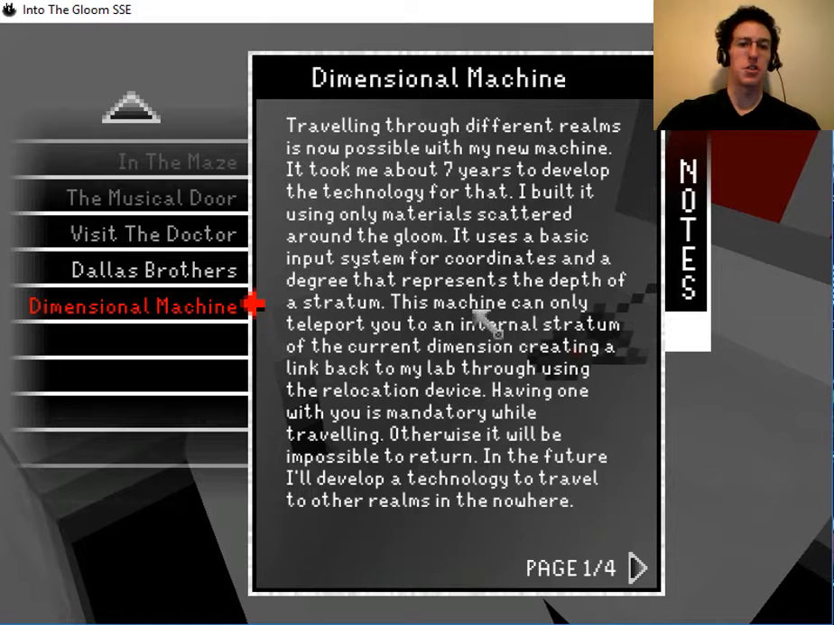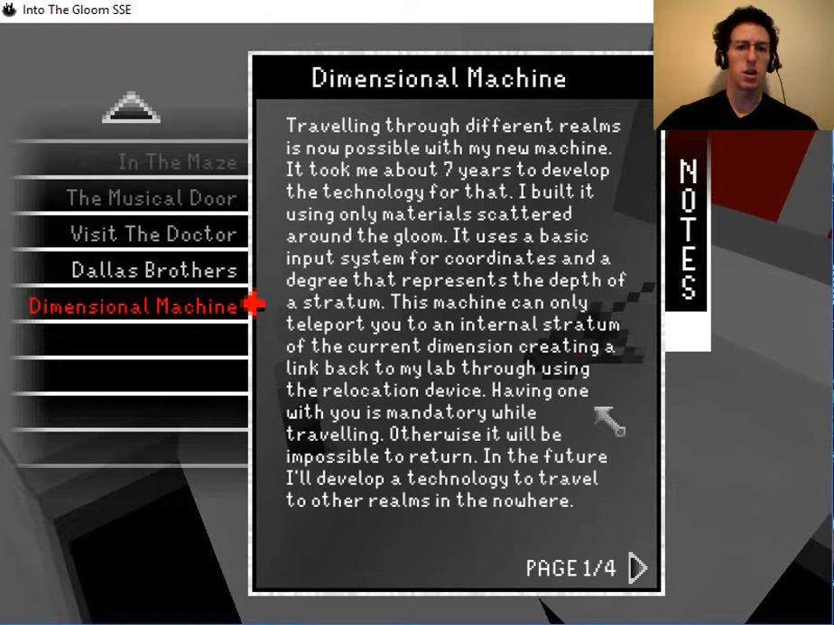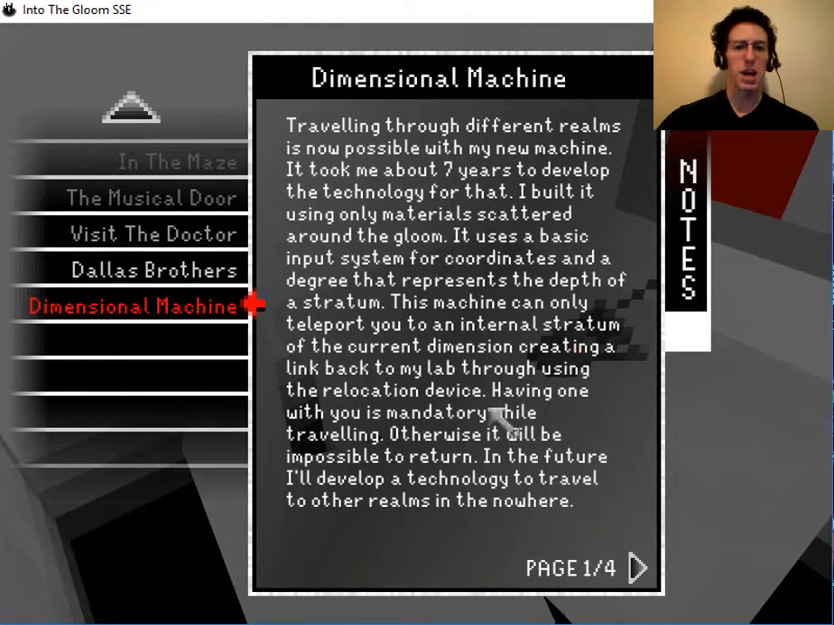It took me about 7 years to develop the technology for that. I built it using only materials scattered around the gloom. It uses a basic input system for coordinates and a degree that represents the depth of a stratum. This machine can only teleport you to an internal stratum of the current dimension, creating a link back to my lab through using the relocation device. Having one with you is mandatory while traveling, otherwise it will be impossible to return.